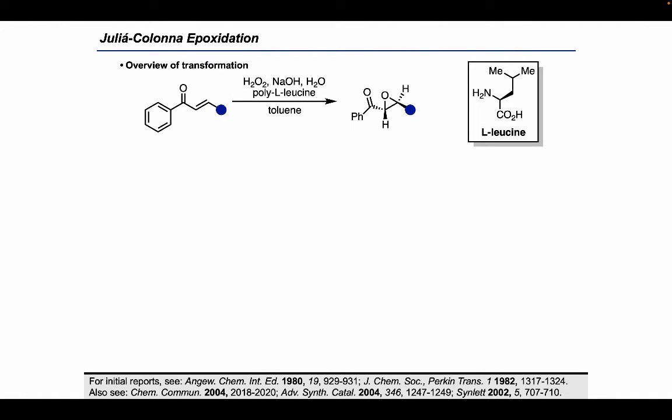Now let's have a look at another approach to asymmetric epoxidation, which is the Juliá-Colonna epoxidation. In this nucleophilic epoxidation, alpha, beta unsaturated ketones are treated with hydrogen peroxide, sodium hydroxide, and poly-L-leucine in toluene in order to reach the corresponding keto epoxide product.